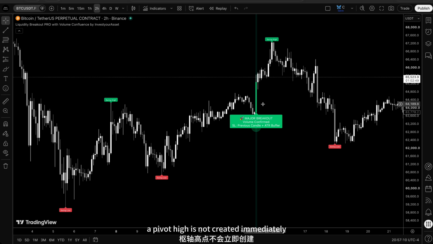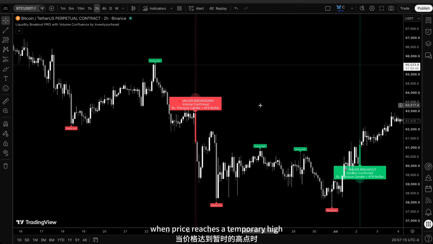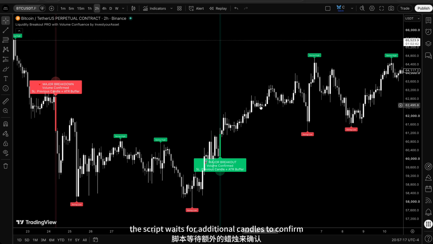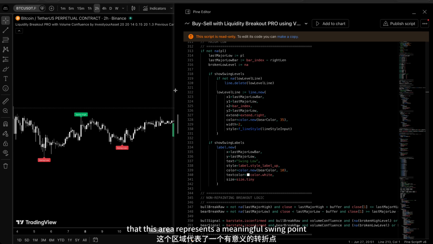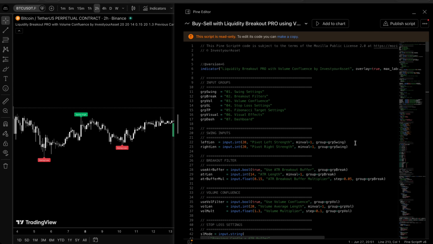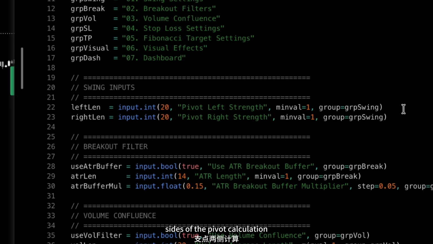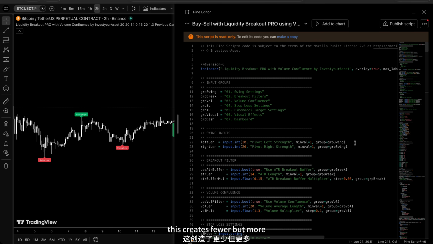A pivot high is not created immediately when price reaches a temporary high. The script waits for additional candles to confirm that this area represents a meaningful swing point. In the default settings, the indicator uses 20 candles on both sides of the pivot calculation. This creates fewer but more significant structural levels.